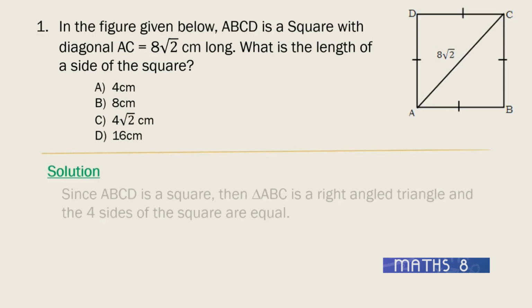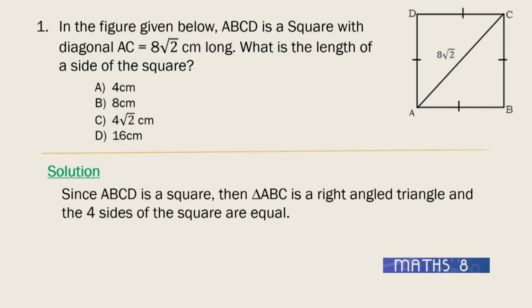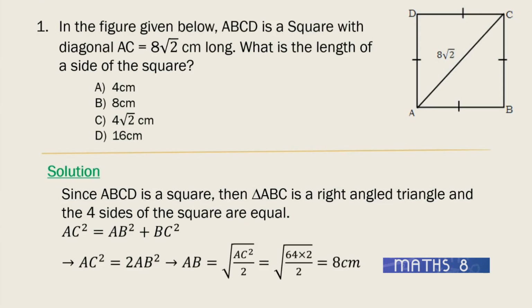Here's the solution. Since ABCD is a square, then triangle ABC is a right-angled triangle and the four sides of the square are equal. AC squared equals AB squared plus BC squared by Pythagoras' theorem. So AC squared equals 2 AB squared because these two lengths are the same, which means that AB equals the square root of AC squared over 2, which is equal to the square root of 64 times 2 over 2, which is 8 centimetres, so the answer is B.